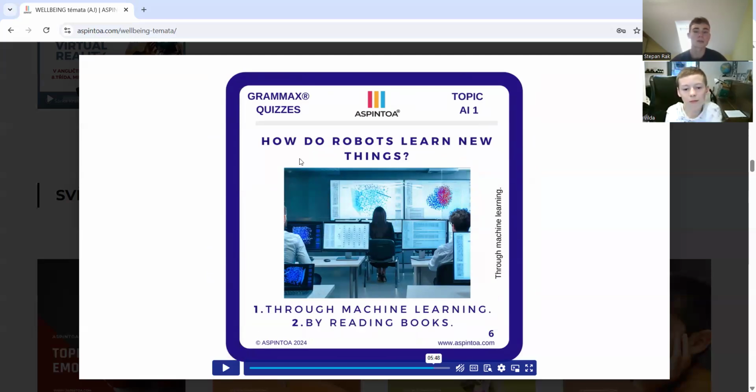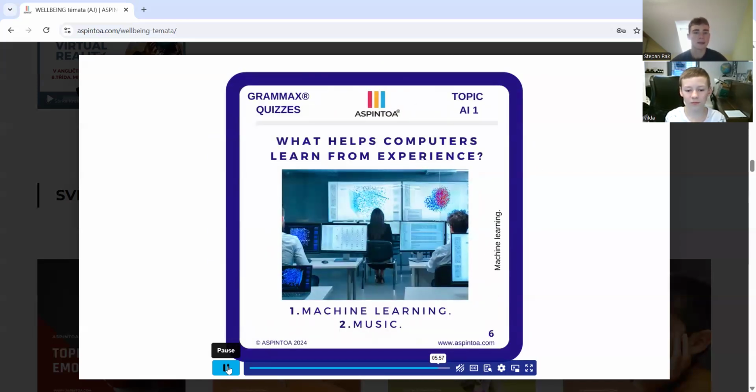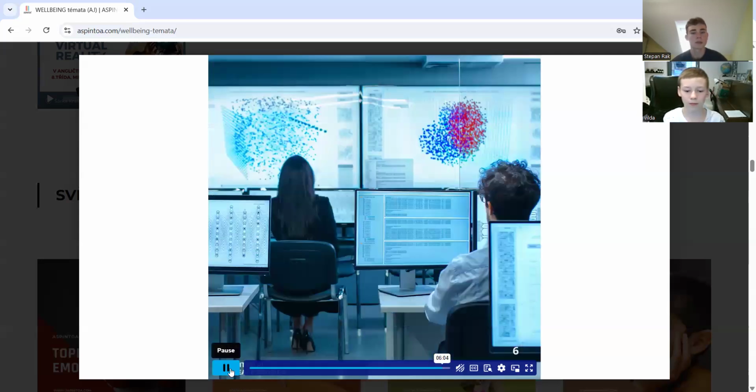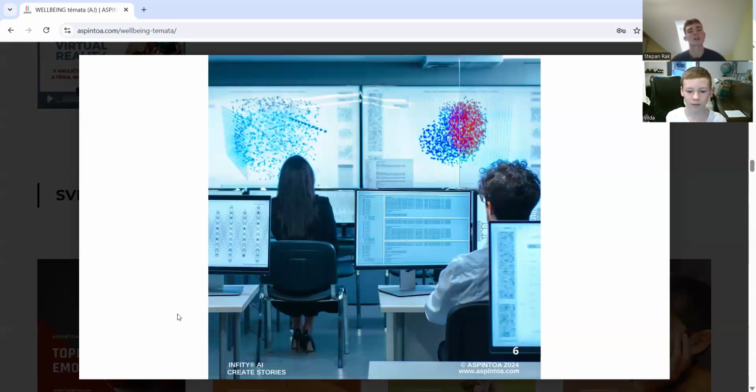And how do robots learn new things? Through machine learning, by reading books. Through machine learning. Yeah. Humans learn new things by reading books, machines through machine learning. And what helps computers learn from experience? Machine learning or music? Machine learning. So, what would you tell me about machine learning?